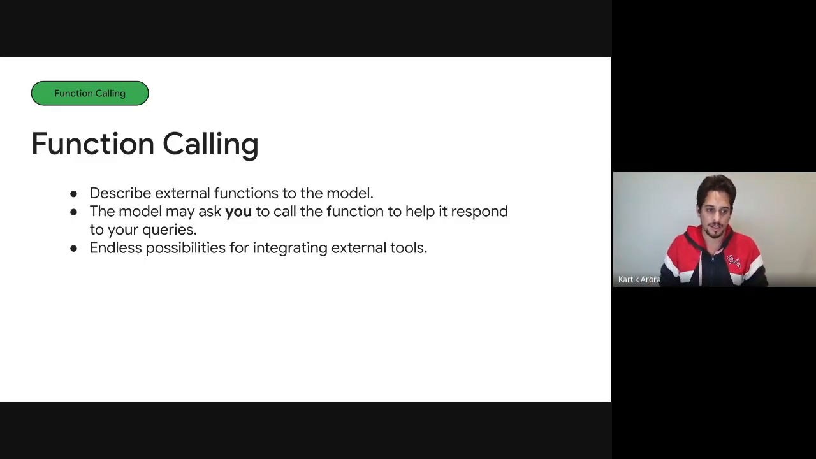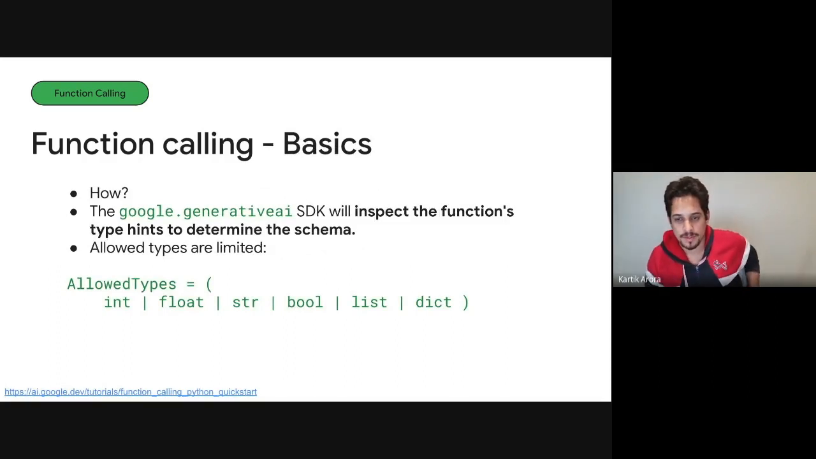Please call it. Some things to remember for function calling is that there's a schema to it. You can't just provide any function. There's a certain schema to it, and all of that information is available on that link. And then there are limited types allowed at the moment. This could expand in the future, but for now, it's integers, floats, strings, booleans, lists, and dictionaries in Python, and similar types in other languages.